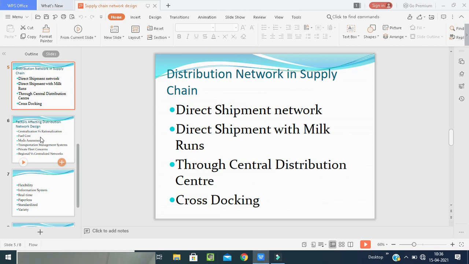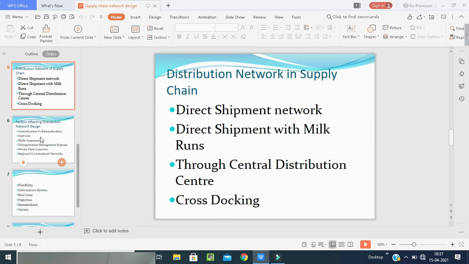Now, cross docking. What is happening here? We take a finished good from the manufacturing plant and deliver it directly to the customer with little or no handling in between. This kind of distribution network is known as cross docking. It reduces the handling and storage of inventory.